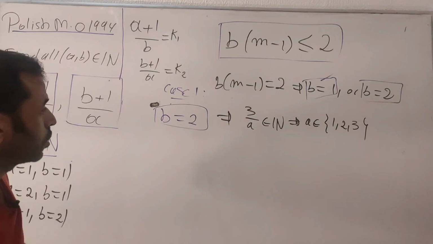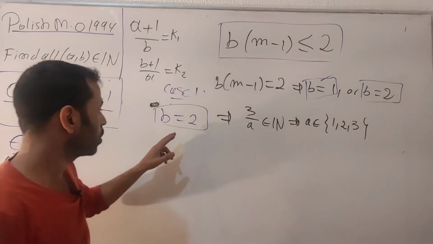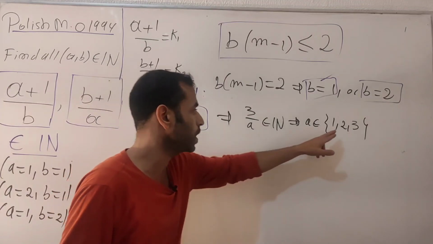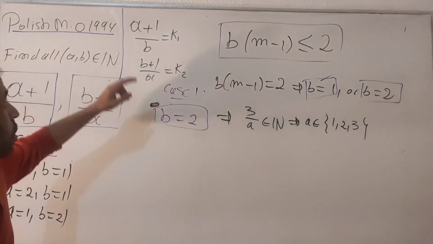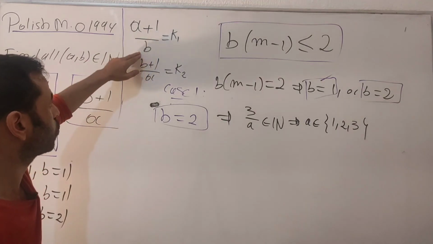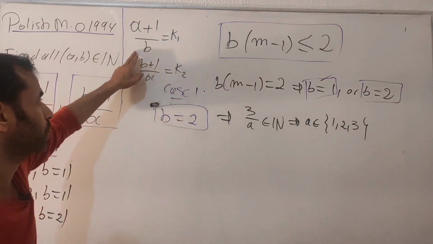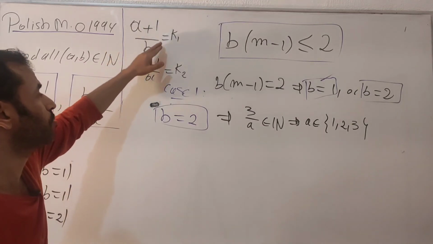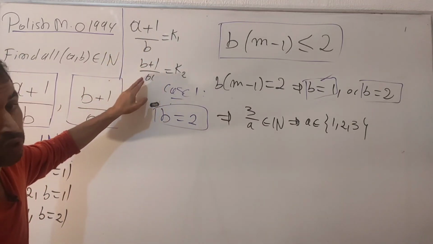Okay, now let's check the next value. If both values are equal to each other, if b equals 2 and a equals 2, we have a problem here. Let's check it. a equals 2 plus 1, which is 3. 3 over 2 is not a natural number, which is impossible. Since this one is impossible, since one is not a natural number, we don't need to go to the next fraction. Okay, we are going to stop here.